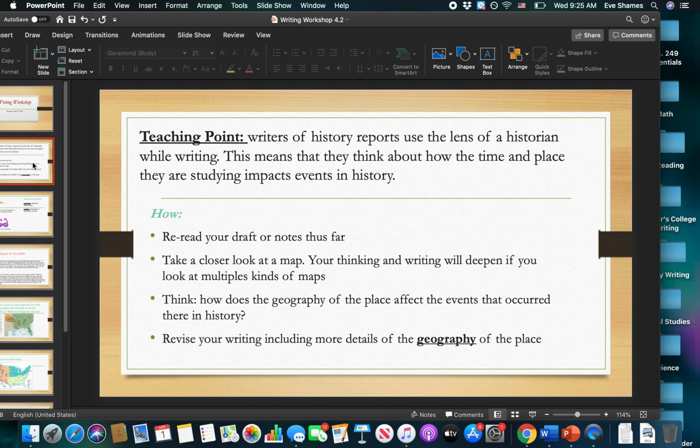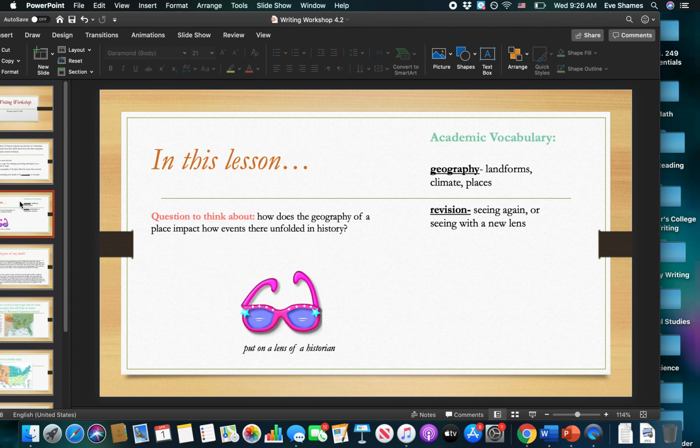How are we going to do this? We're going to reread our draft or our notes thus far. We're going to take a closer look at a map. Your thinking and writing will deepen if you take a look at multiple kinds of maps. There are many different kinds of maps, so we don't just want to look at one. Then we want to think about how the geography of the place affects the events that occurred there in history. Then we're going to revise our writing, including more of the details of the geography of the place. So let's go through that.